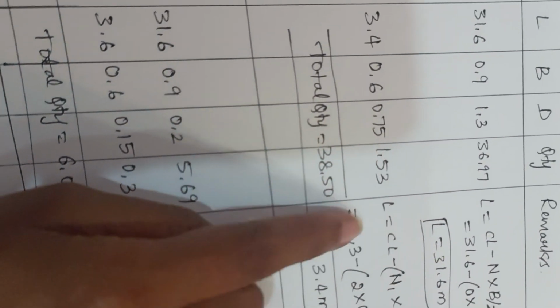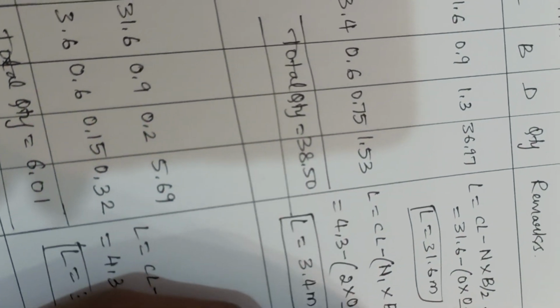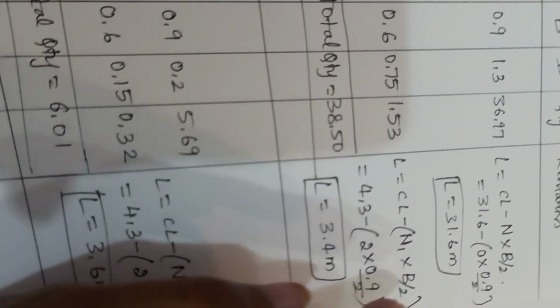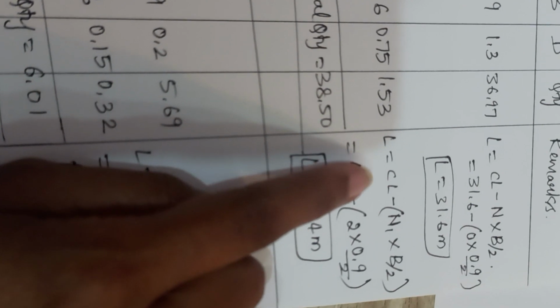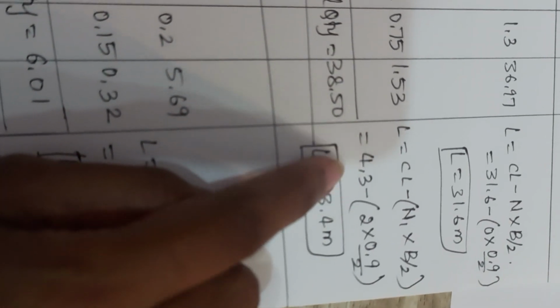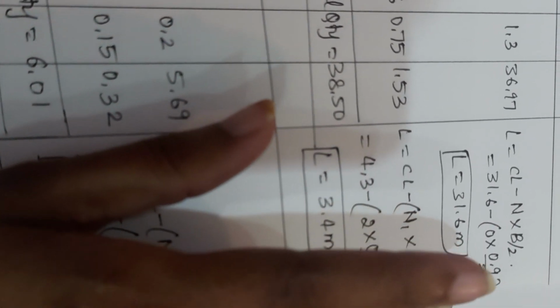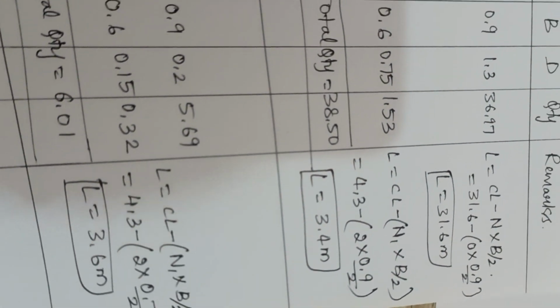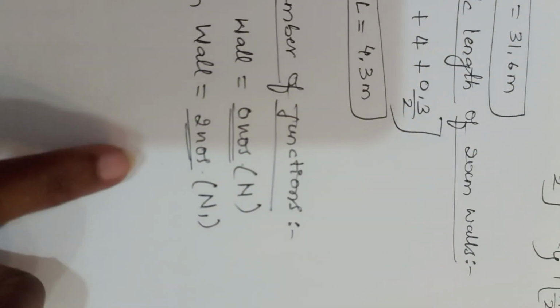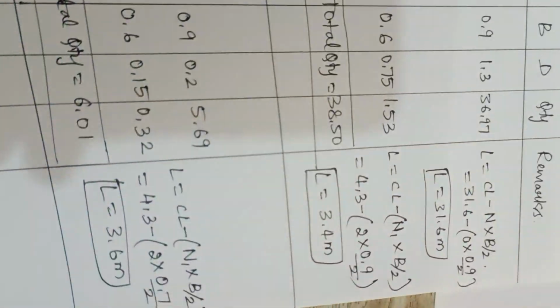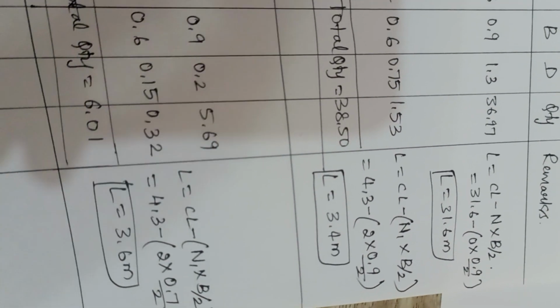Then let us find the value of length of your 20 centimeter wall. We got a clear length of 20 centimeter as 4.3 minus of n1. So we got n1 value as 2 numbers. So let us keep it as 2 numbers multiplied by b.